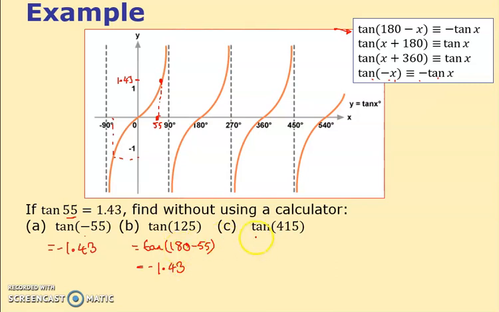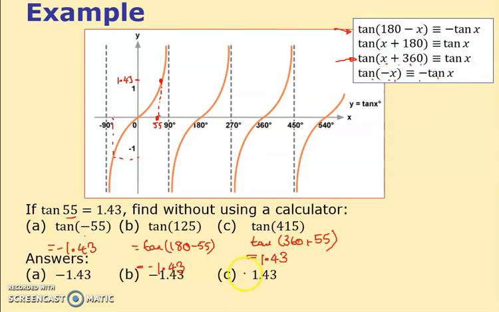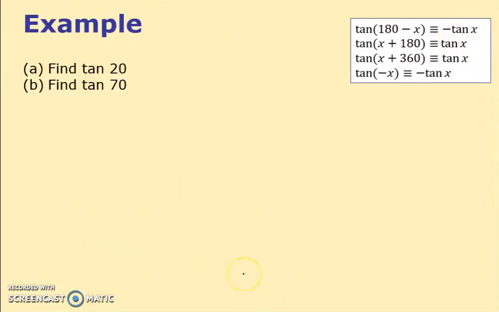And what's the last one? Tan of 415. How can I go from 55 up to 415? Well, I think it's quite easy. I'm going to add on 360. I've written it the wrong way round actually, but it makes no difference. I think that is this one. You take your angle and you add 360 on. And notice it doesn't change. It's still equal to tan x. So I think this is not a negative now. It's just a plain old 1.43. Yeah, they're the answers. So this is what we need to be able to do.